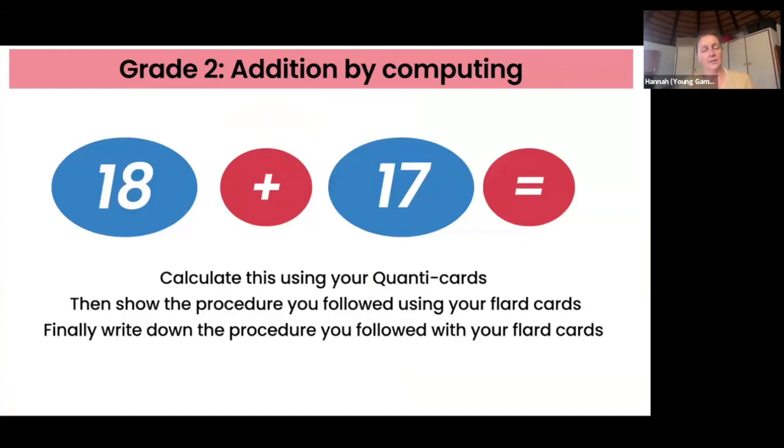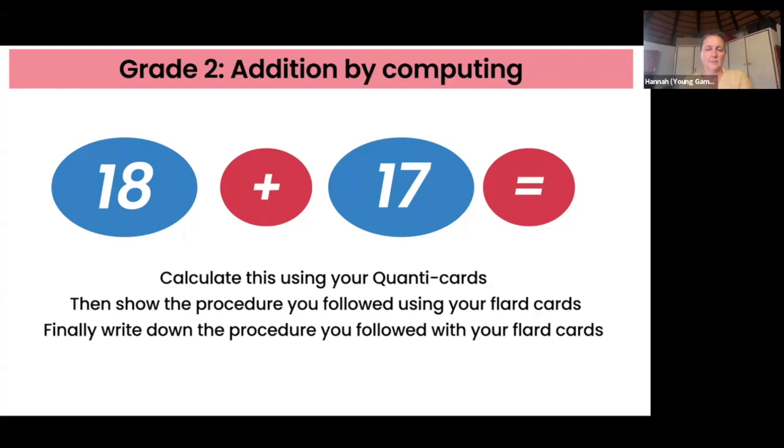So let's talk about this going into grade 2 and 3 and continuing by computing. Let's look at 18 plus 17, which is a grade 2 problem. We would ask, for example, the kids to, and I've done this with teachers as well, first calculate this using your quanti card. So you first get a visual picture of moving the objects around. Then you show the procedure using the symbolic, which is your flat cards, but it's still a manipulative. And only then do you write down what you've done.